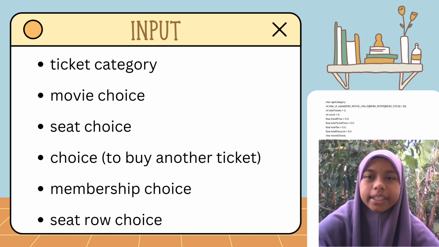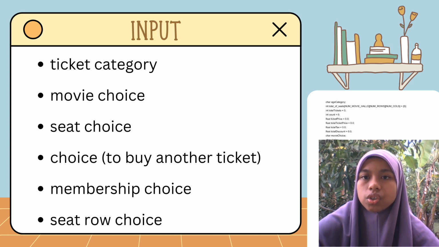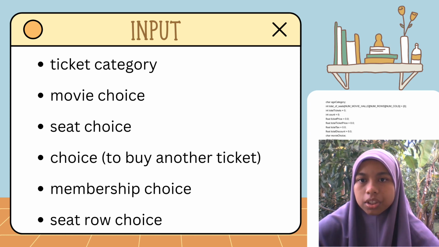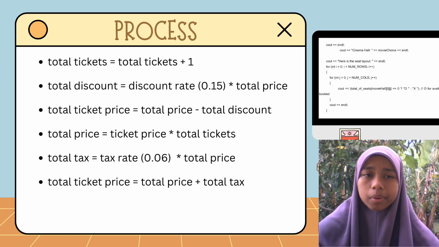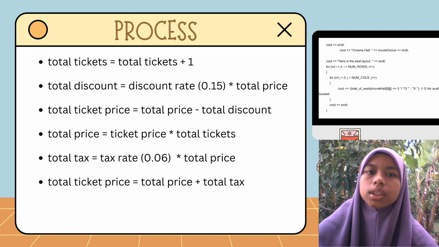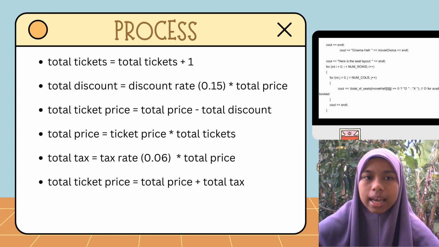Next, I will present the input, process, and output in our program. First, the input will ask the user to enter the ticket category, movie choice, seat choice, choice to buy another ticket, membership choice, and seat row choice. Secondly, for the process, the program will calculate total tickets equals total tickets plus 1. It will also calculate total discount, total tax, and lastly, the total ticket price.